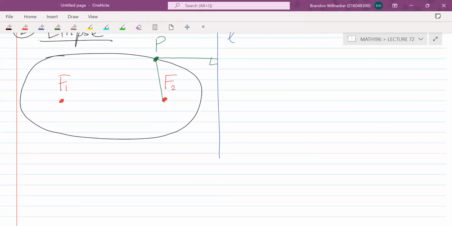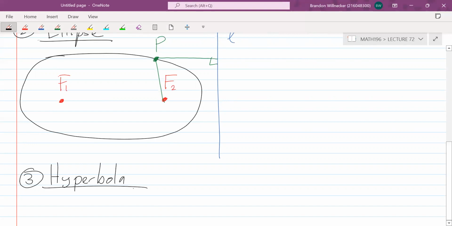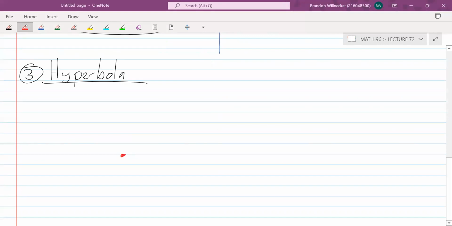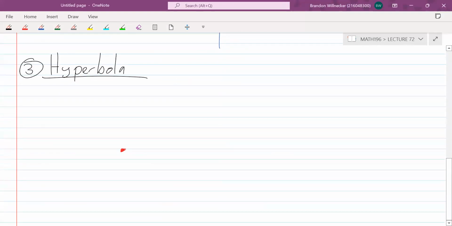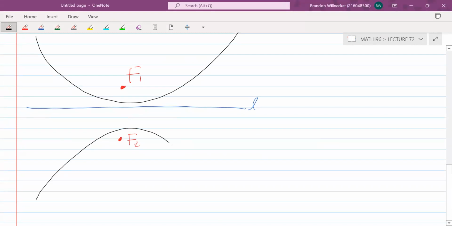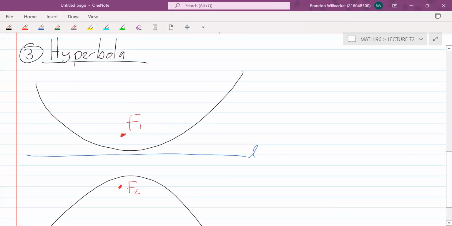And the third one is the hyperbola. Again, we define it in a very similar way. We've got a focus, and similar to the ellipse, we've got two focus points, so let's say F1 here, and then F2 here. We've got our directrix line, L. Again, very similar thing. We've got the hyperbola, which comes through like that, and like that, maybe you've seen that before.